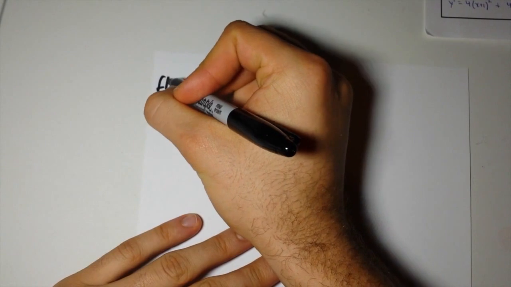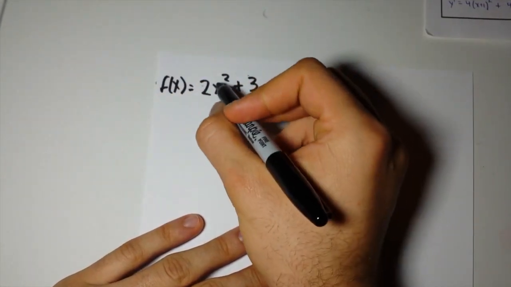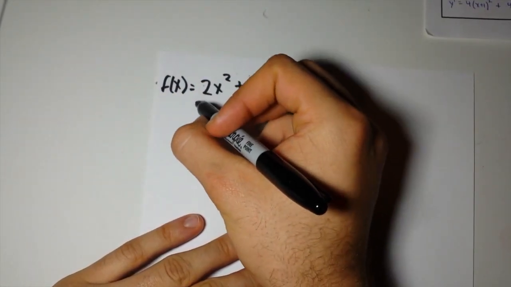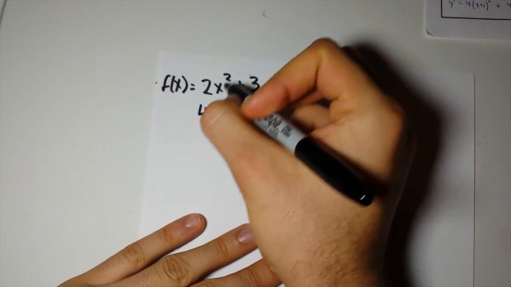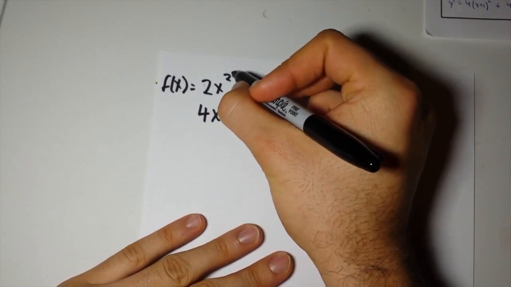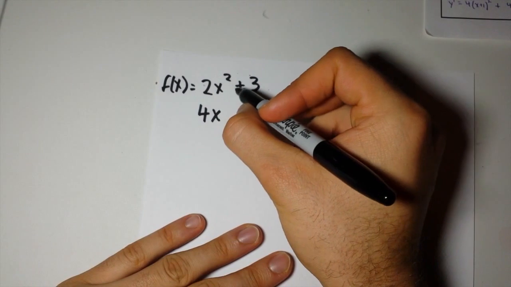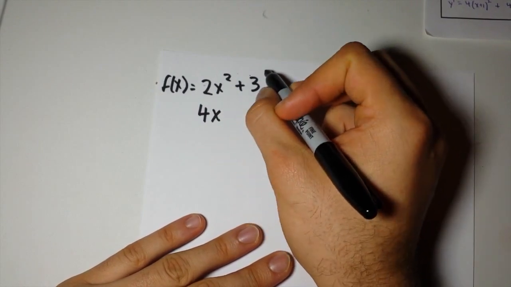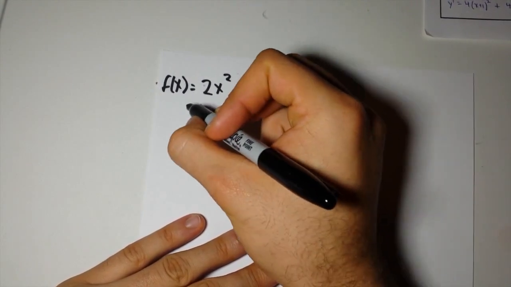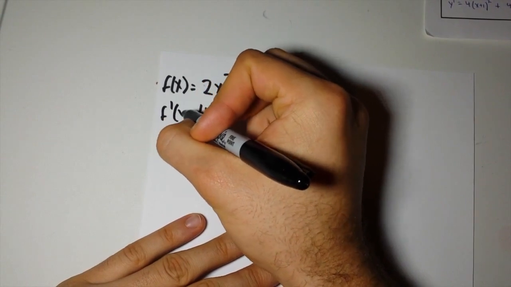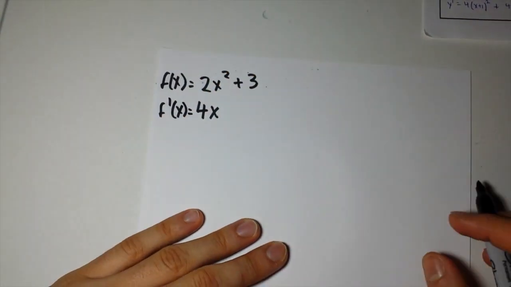So this will be our f of x. And we know that we need to bring our 2 down and multiply it here to create 4x. And it'll always be n minus 1. So whatever this number is, minus 1 will be the power that's remaining. So this will be a 1. And since 3 has no power, we'll disregard it. So our f prime of x will be 4x.